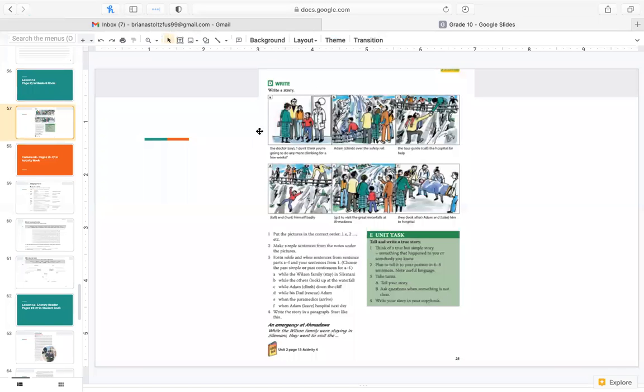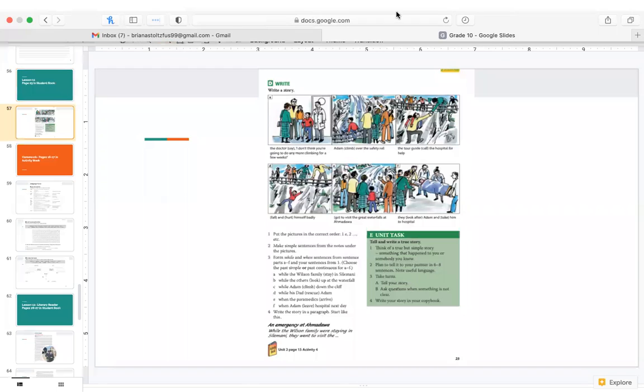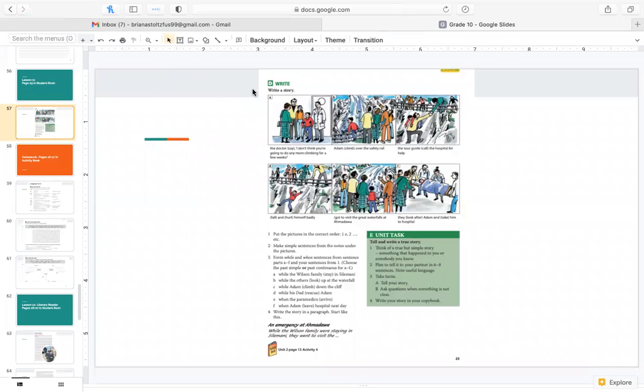Do you remember this story? We made sentences about this story. It was a story about a family. They went to see the waterfalls, but the boy fell.